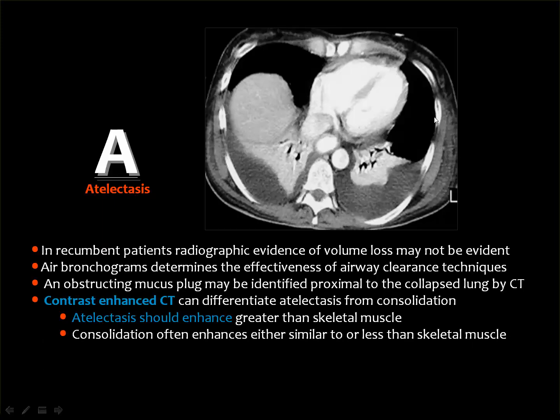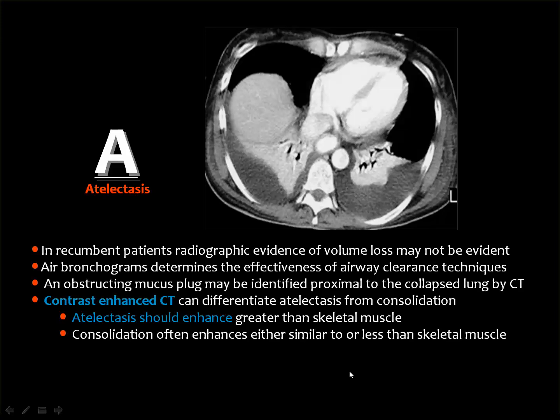Then, if you have the CT scan, you can see bilateral pleural effusion with underlying compression, consolidation of the lower lobes with internal air bronchogram. According to the literature, atelectasis will enhance with contrast material more than the enhancement of the muscles, while the consolidation will enhance either similar to or less than the skeletal muscles.